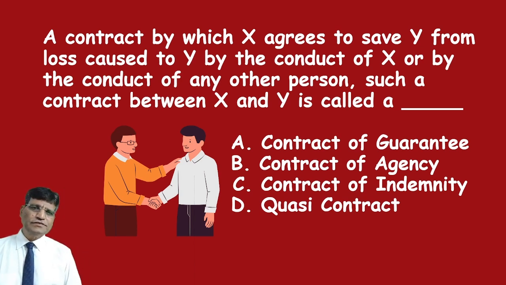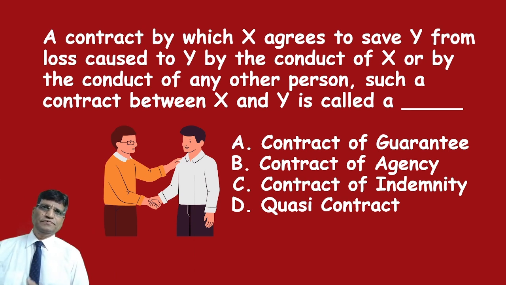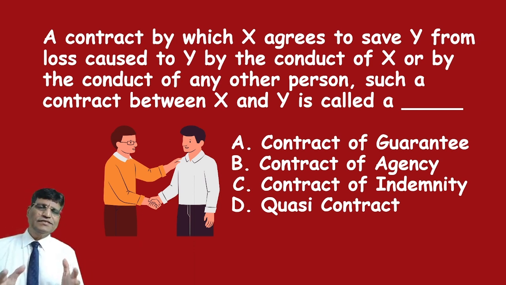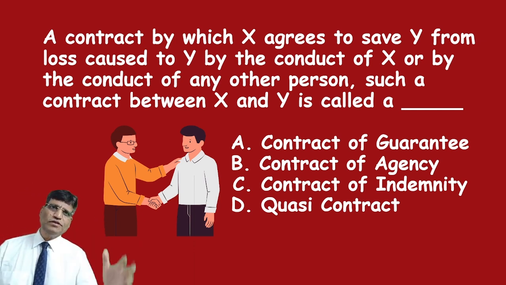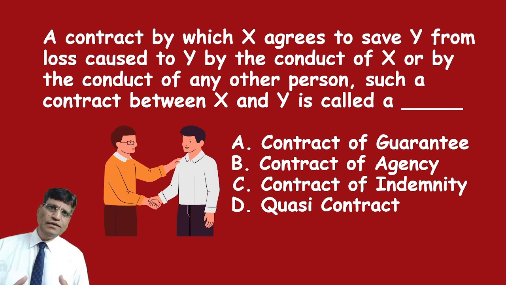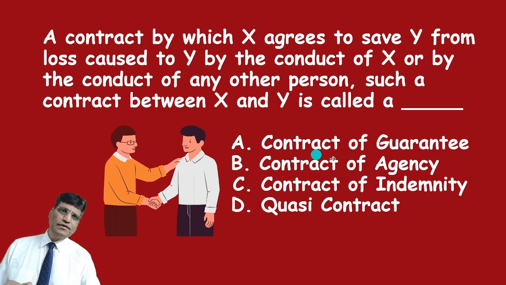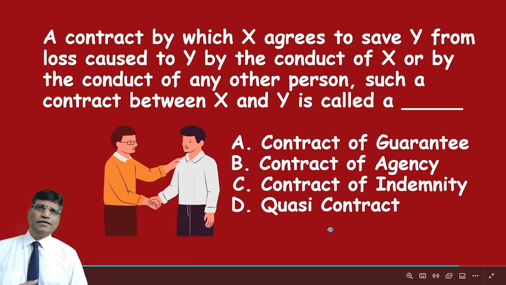A contract by which Mr. X agrees to save Y from loss caused to Y by the conduct of X. X says, look, if something happens to you, some loss has occurred to you because of me or because of the person who has been instructed by me, or by the conduct of any other person, such a contract between X and Y is called, options are contract of guarantee, contract of agency, contract of indemnity, quasi-contract.